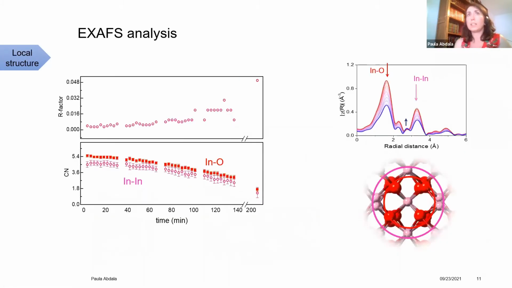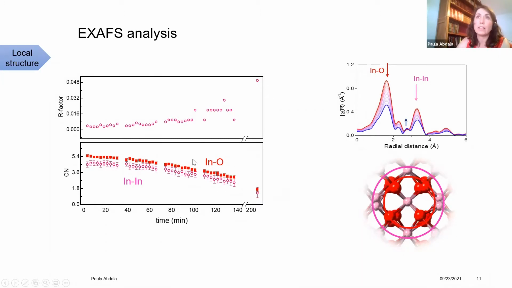Now, looking at the XAS analysis, we fitted our data with an indium oxide model initially, because it's the information we had from X-ray powder diffraction. The fit is initially good. So we applied a different model, and what we plotted here is the variation of the coordination number when we fix the Debye-Waller factor. We can see that both the indium-oxygen and indium-indium spheres decrease in coordination number towards the end of the reaction.